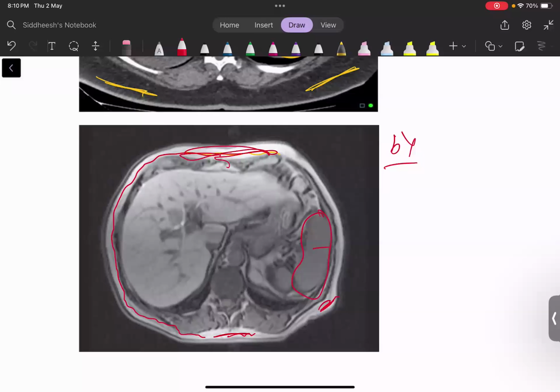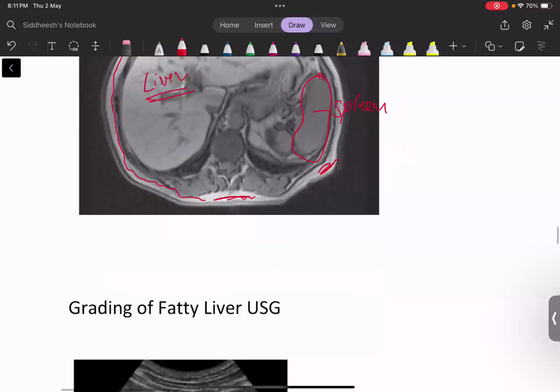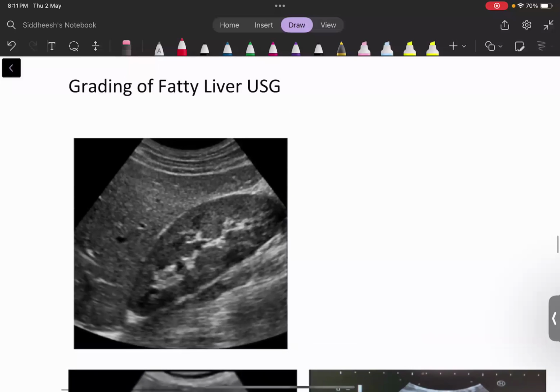This is your spleen. This is your liver. So the liver is shining. Fine. Yes or no? Can you all appreciate that the liver is shining now as compared to the spleen? So this is how you find out whether my patient has fatty liver or not in the MRI.